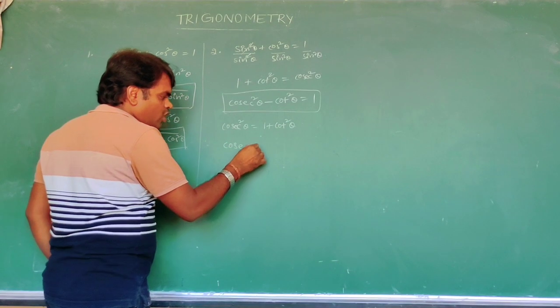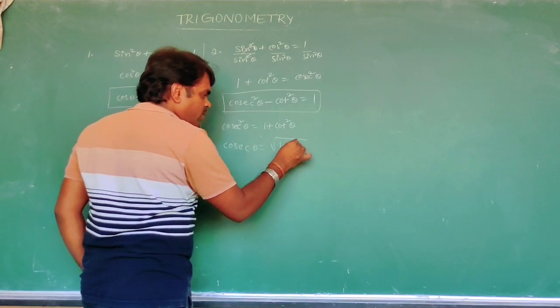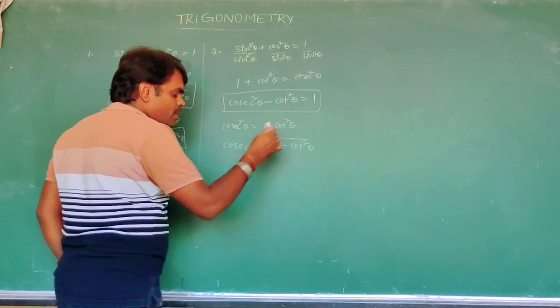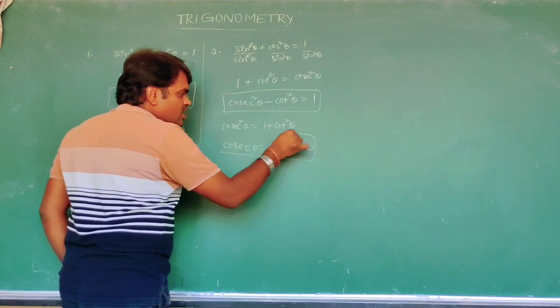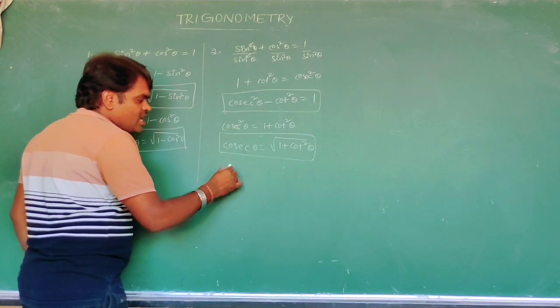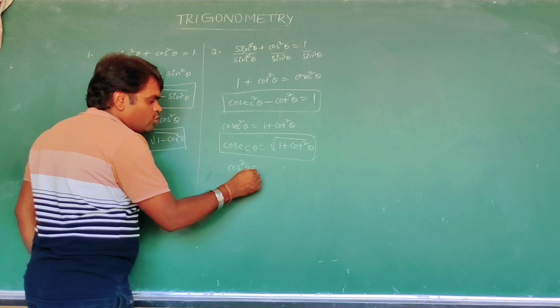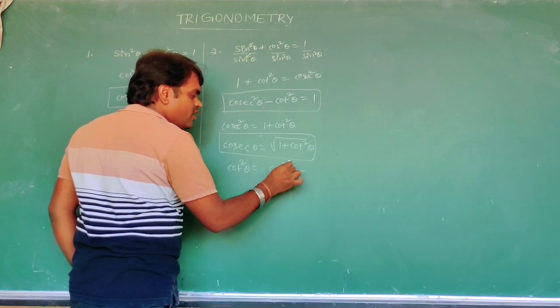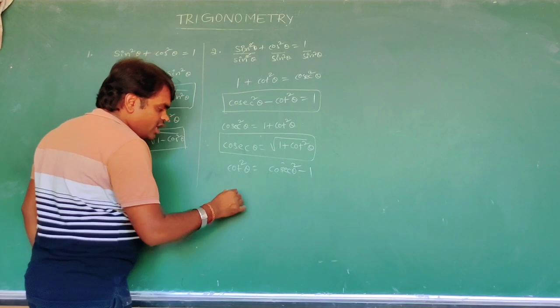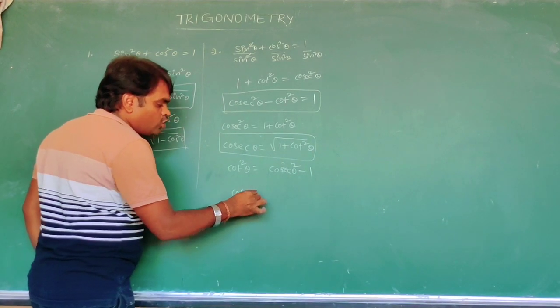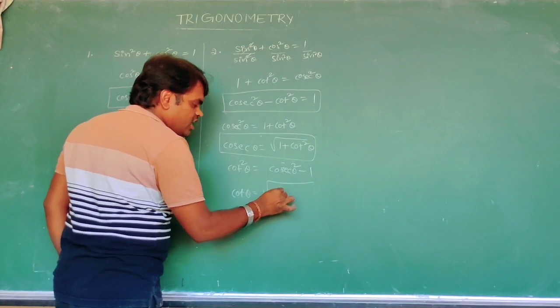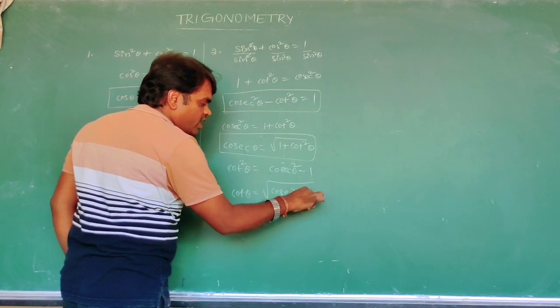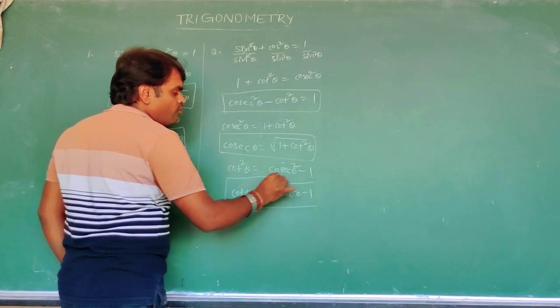Cosecant theta is equal to square root of 1 plus cot square theta. That is also very important. Next, cot square theta is equal to cosecant square theta minus 1. That is, cot theta is equal to root of cosecant square theta minus 1. This is also very important.